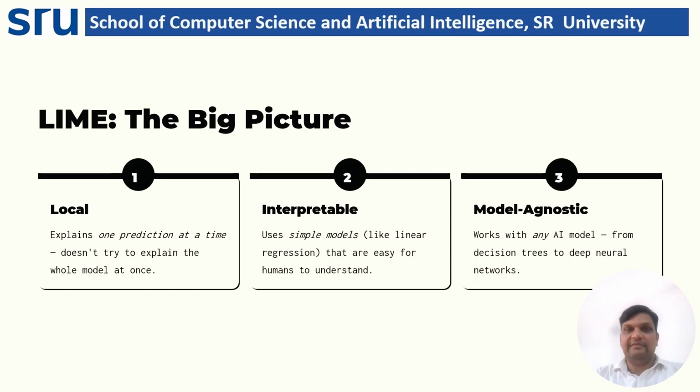LIME, the big picture. Local: it explains one prediction at a time. It doesn't explain the whole model at once. Interpretable: it utilizes simple models like linear regression that are easy for human beings to understand. Model agnostic: it works with any AI model, from decision trees to deep neural networks.